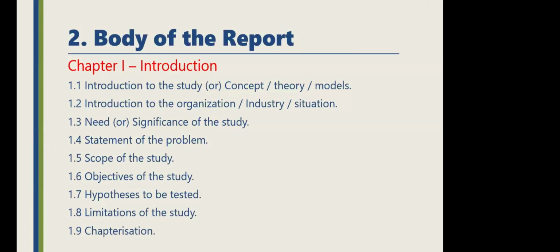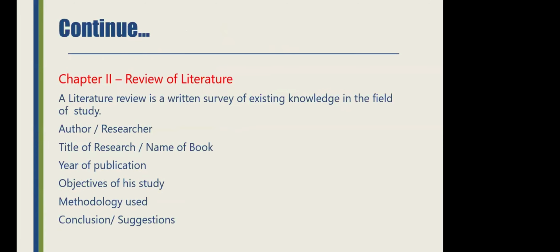And the next chapter is review of literature. As I told you earlier, what is a review of literature? It is an overview of the previous studies done on the topic which you have taken. So a literature review is a written survey of existing knowledge in the field of study. How should you write a literature review?